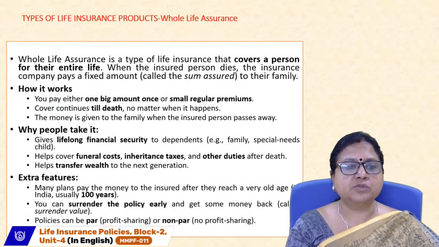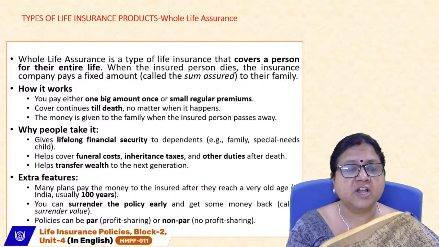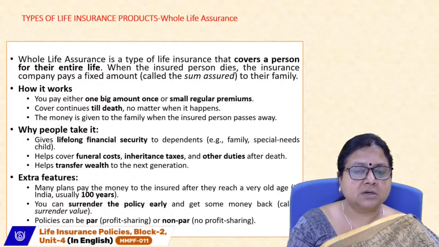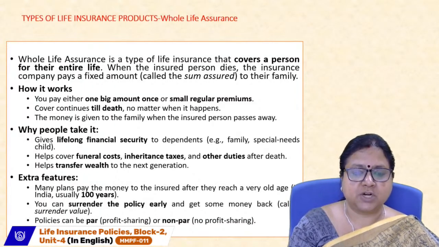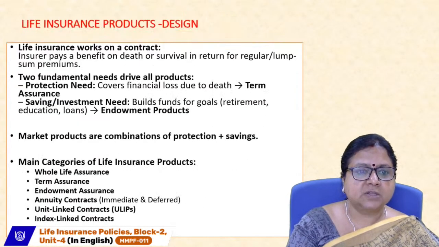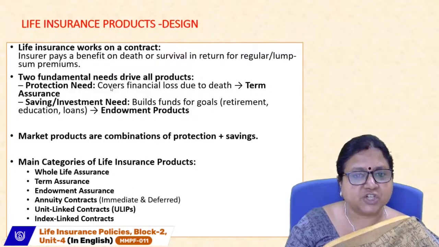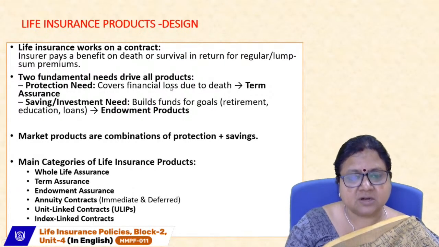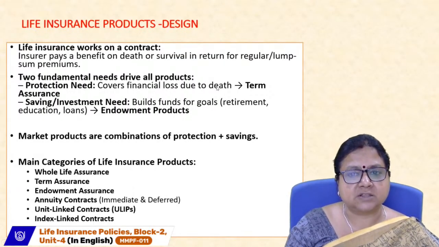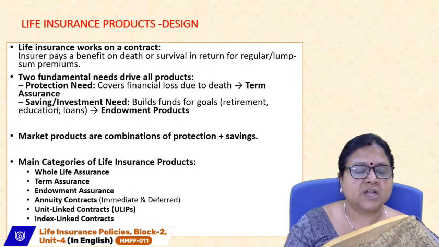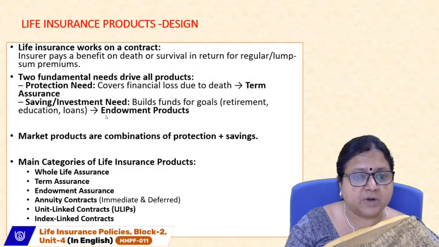Now let us move on to the different categories of life insurance products. We talked about what is a whole life assurance product. In the previous slides, we said that there are two types of need. One is a protection need. Protection need covers the financial loss due to death. So it is known as term assurance. And the second one is savings and investment need. That is known as endowment products.